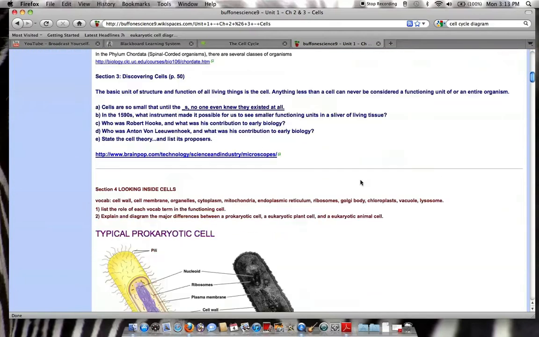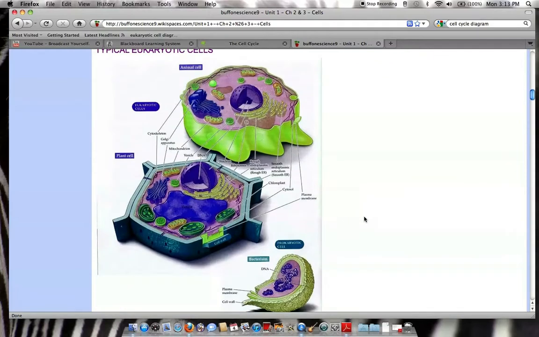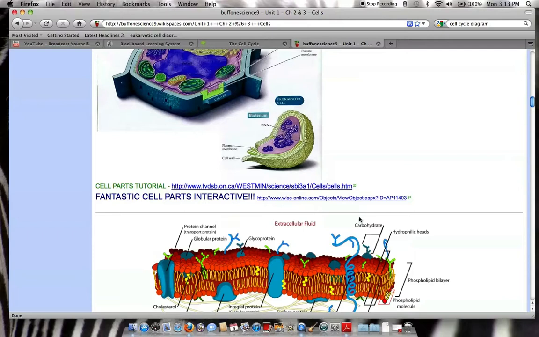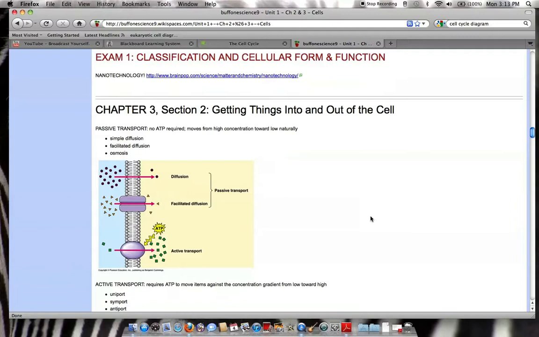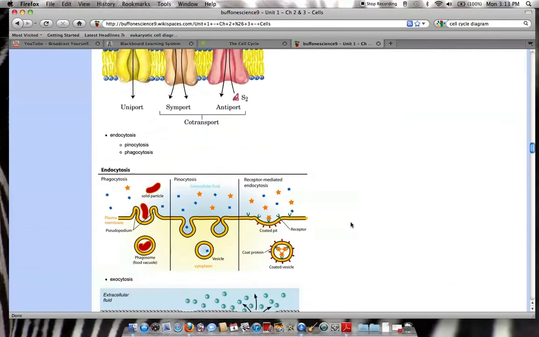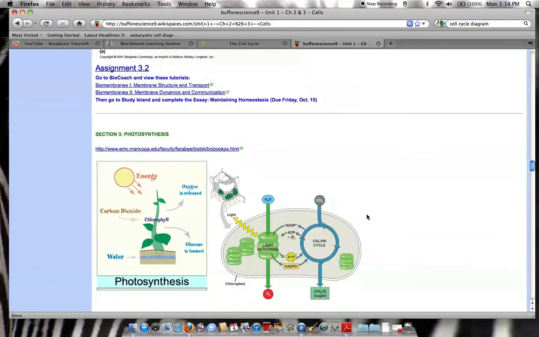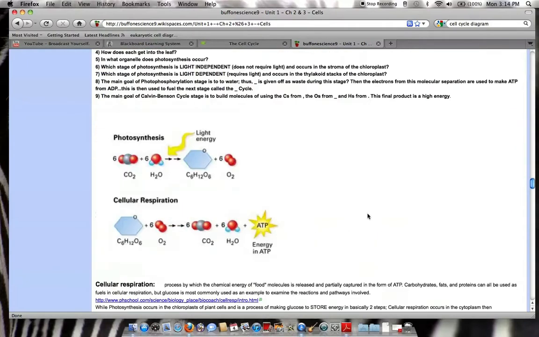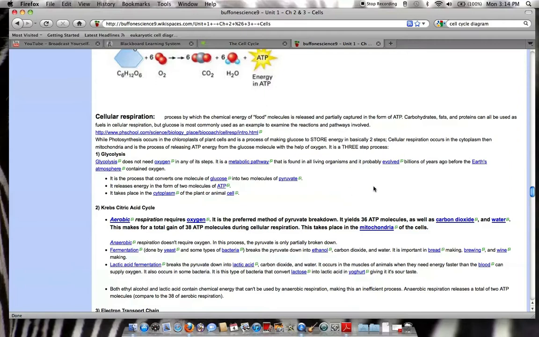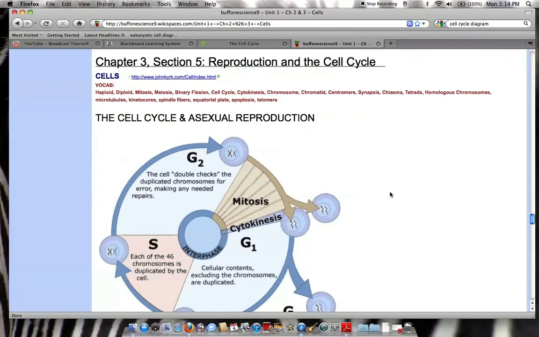Okay, it talks all about cells and differences between eukaryotic and prokaryotic cells from our last discussion. Talks about the cell membrane. Okay, as we move on down through here, it talks about active transport and diffusion, passive transport, photosynthesis. All sorts of things are covered in this website, and you just have to go out there and do some searches, and I'm sure you'll find some websites that'll help you out.